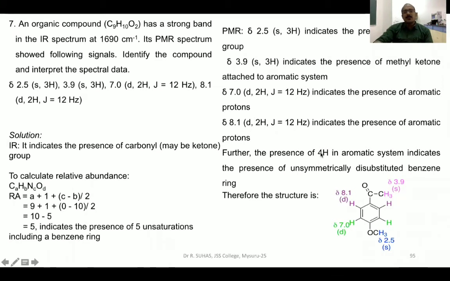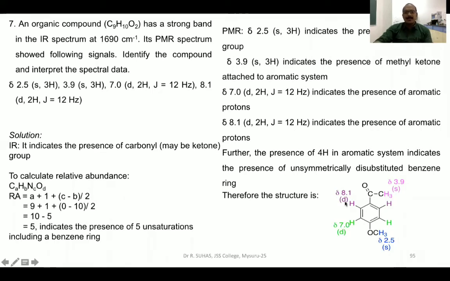So these 4 aromatic protons indicate the presence of an unsymmetrically disubstituted benzene. If it was symmetrical, then it should have been singlet, singlet. Because it is unsymmetrically substituted, it has different multiplicity. So write benzene and 2 substitutions here. On one side you write the methoxy group, on the other side you write the methyl ketone. Now assign all the values. Benzene, this side is 7, this side is 8.1.